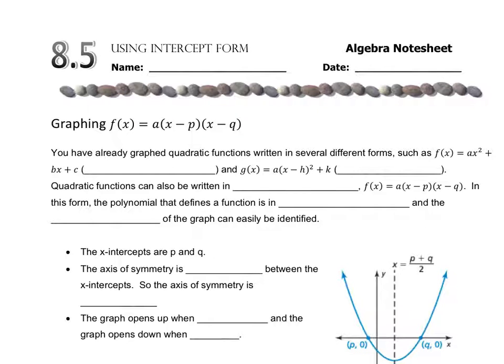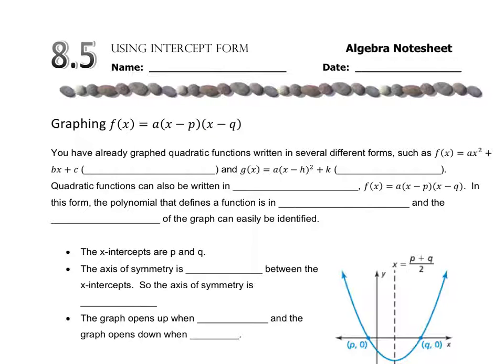Today we're going to talk about using the intercept form for our quadratics. So as you can see, we're going to see something that looks like this: f of x is a times x minus p times x minus q. We've already graphed quadratic functions written in several different forms over the last few sections.